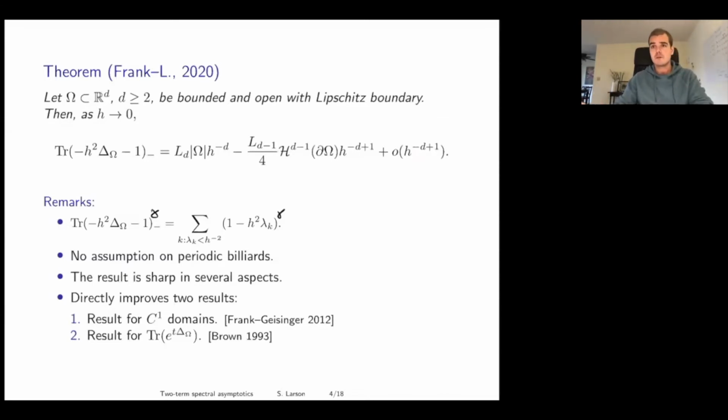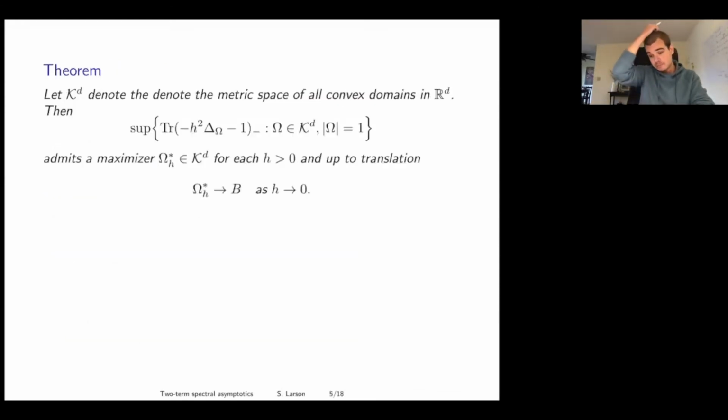So our motivation came from the realm of spectral shape optimization, and in particular, the problem of maximizing these traces when H is fixed over all domains of fixed volume, and then understanding how these maximizing domains, provided they exist, change when H goes to zero. Now we're quite far from understanding that problem in full generality, but due to the results we prove here and some refinements of them, we are able to settle that problem under an additional convexity assumption.